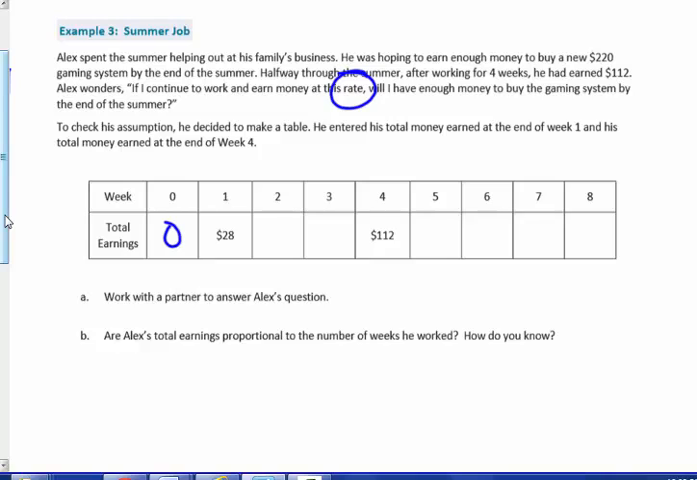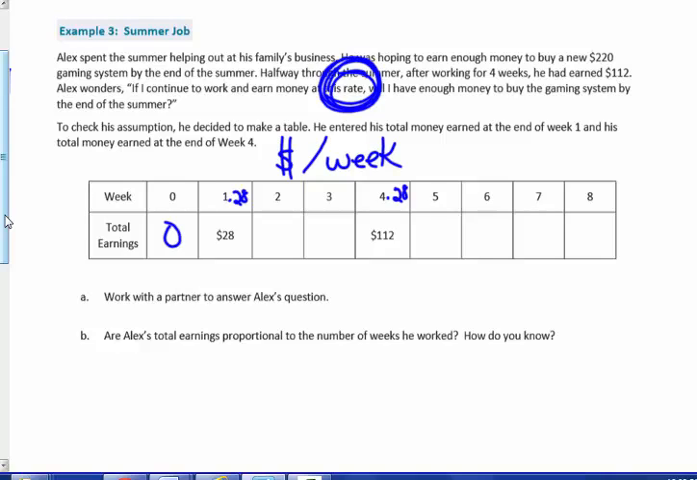Is 4 times 28 112? That's what I would ask myself. Tyler says, with the calculator, yes! 4 times 28. He's going to keep working at this rate. So they're telling me each week it's the same, so I kind of knew that these were going to work. If he earns money at this rate, that means dollars per week.